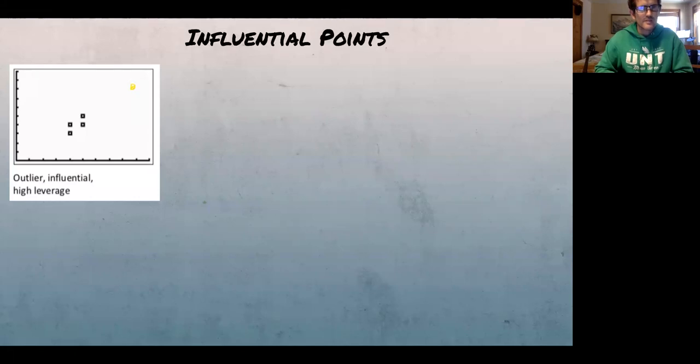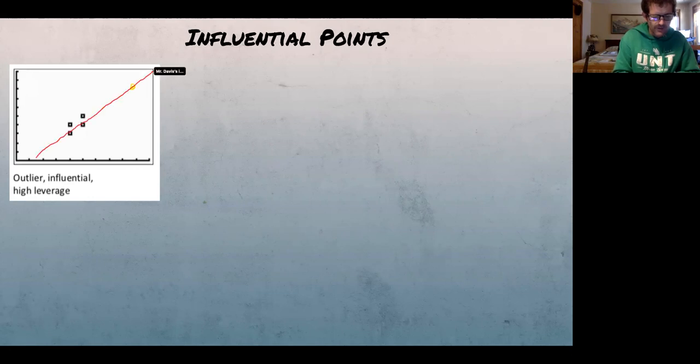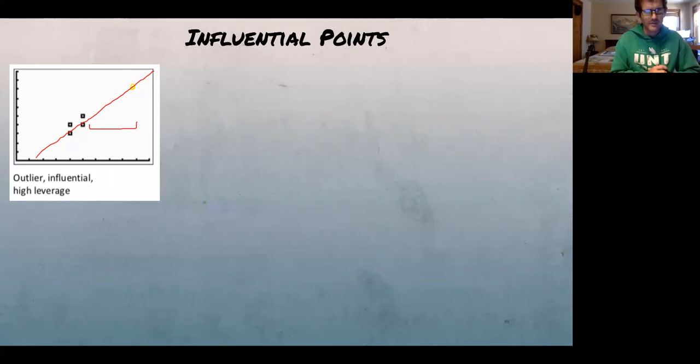All right, so let's see if that point meets all three criteria. So here's the trend line. Is this high leverage? I would say that it's high leverage. Is it an outlier? Is it far from what we'd expect? Well, there's really no difference from what we'd expect. So here it's not actually an outlier. That's okay. Maybe what's a point that's high leverage that's an outlier?